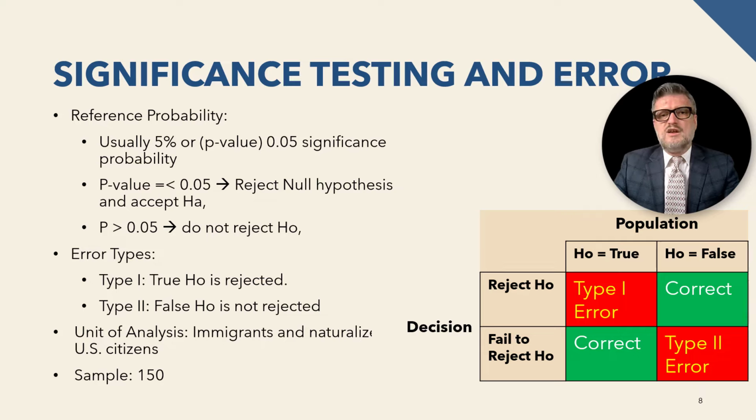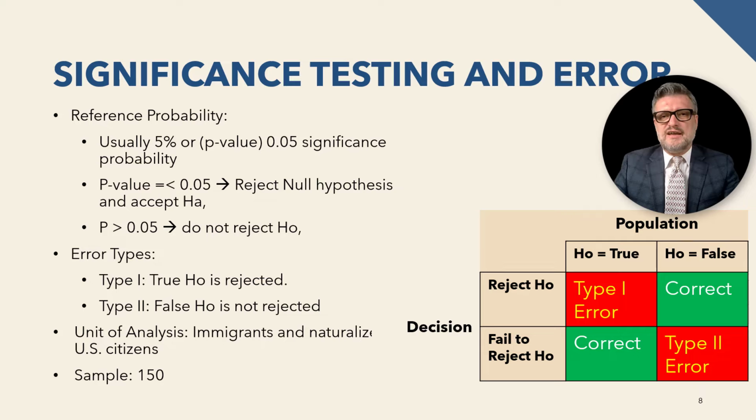Those errors would produce mistakes in policy changes if policy was implemented based on those findings. Balancing these errors is crucial in statistical testing. Reducing the risk of one type often increases the risk of the other, highlighting the importance of thoughtful experimental design and sample size selection.